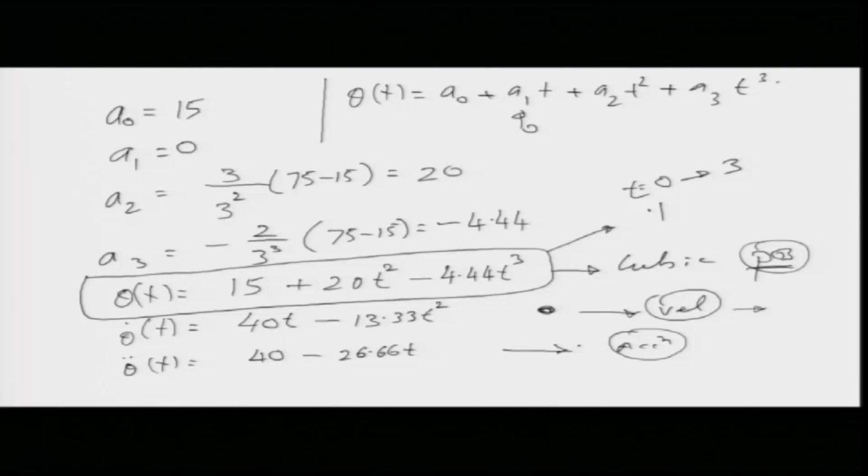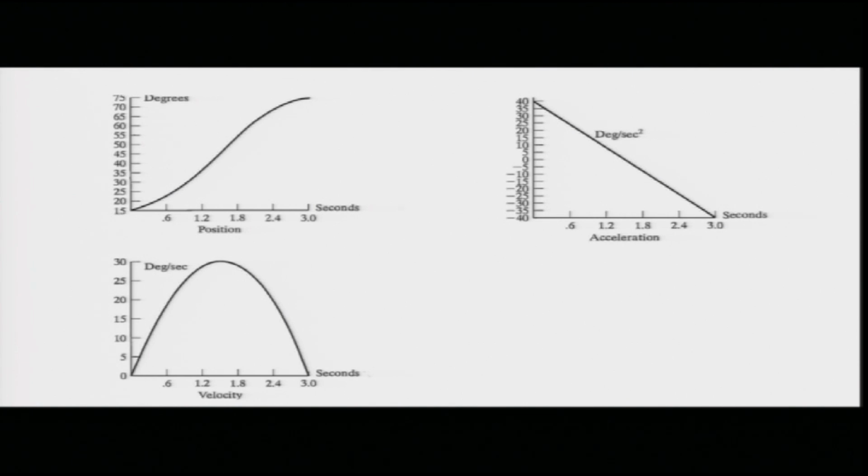Now, for accelerations again I take time equal to 0.1, 0.2, 0.3 and 0.4, in that order up to 3, and plot the various accelerations and see how the acceleration is changing with respect to time. So, I get 3 plots, one for position, one for velocity and one for acceleration. What would they look like?